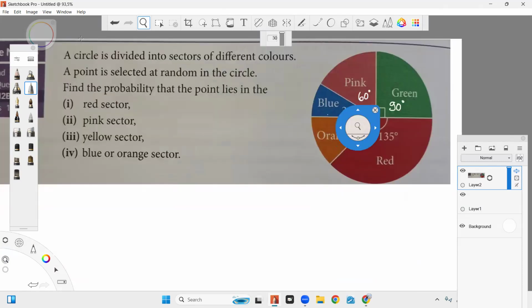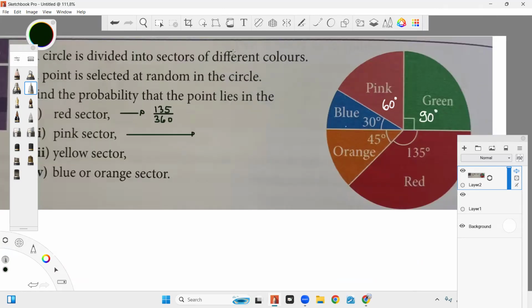Okay, find the probability of the red sector, guys. P(red) is 135 over 360. Okay, Keiko, the pink sector, to ensure your understanding. What is the pink sector probability?